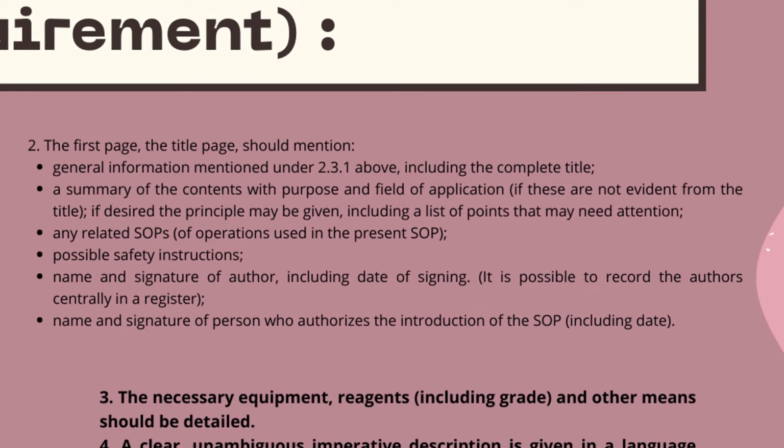The requirement for the first page, the title page, is that it should mention the general information, including the complete title, a summary of the contents, and any related SOPs or operations used in the present SOP. Next is possible safety instructions, and then the name and signature of the author, including the date of signing. And the last one is the name and signature of the person who authorized the introduction of the SOP, including the date of signature.